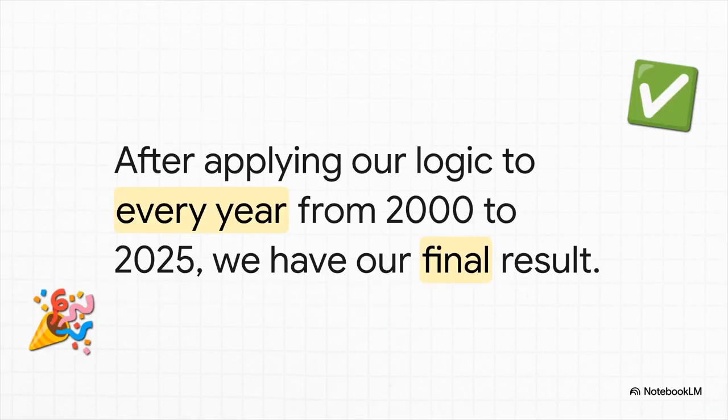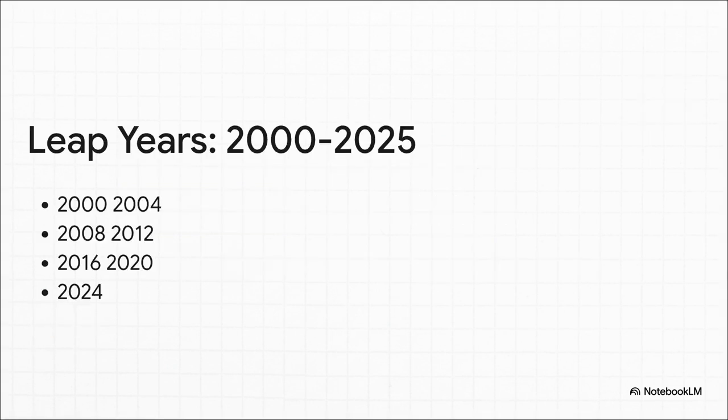So after applying this logic to every single year in our range, we have our final result. All right, here's the solution to the challenge. And there it is, perfectly formatted, 2000 and 2004 on the first line, 2008 and 2012 on the second, and so on all the way down to 2024, which, as you can see, ends up on a line all by itself because there's an odd number of leap years in our range.